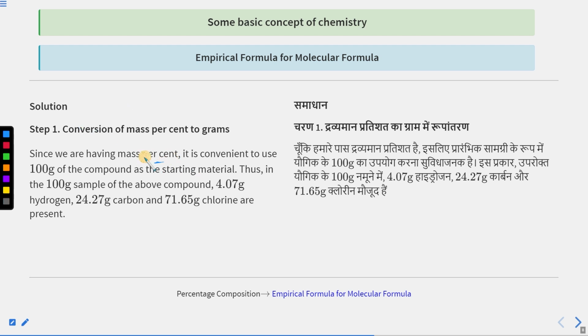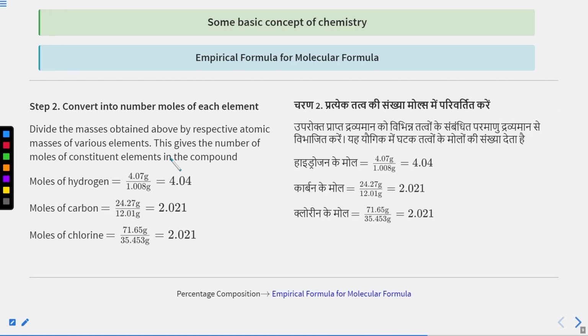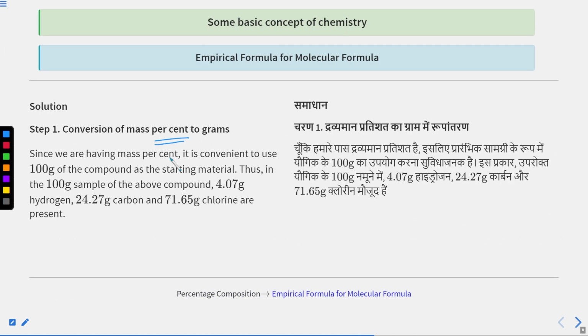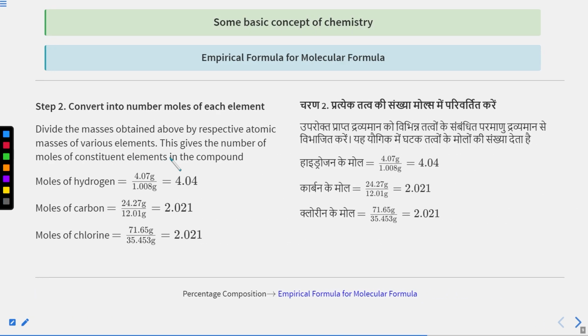First of all, convert the mass percentage into grams. Since we have the mass percentage, it is convenient to use 100 gram of the compound as the starting material. Thus, in 100 gram of sample, the compound will have 4.07 gram hydrogen, 24.27 gram of carbon, and 71.65 gram of chlorine present.